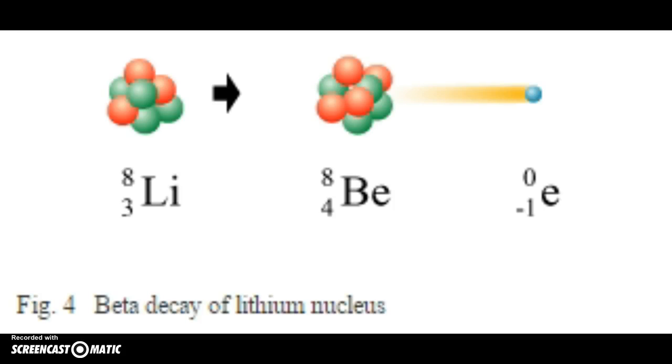Now we're going to take a look at the atomic number. On the lithium side, the atomic number is 3. On the daughter side, beryllium has an atomic number of 4, while the electron has an atomic number of -1. If we go 4 plus -1, we get 3. So we have 3 on the lithium side and 3 on the daughter side. They're equal, and it's balanced.